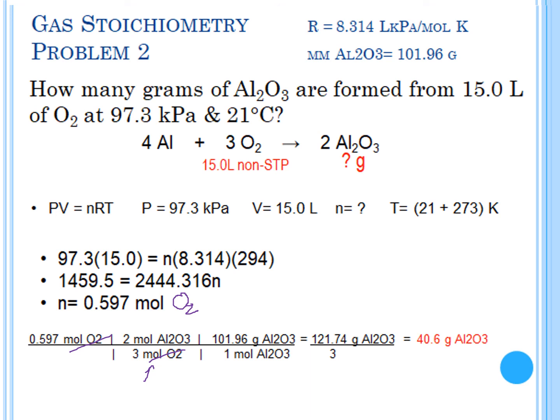I might just put the number up top. Again, that's coming from our periodic table. So 0.597 times 2 times 101.96. All the other units cancel. I get 121.74 grams of aluminum oxide, all divided by 3 from that mole ratio, 40.6 grams of aluminum oxide.